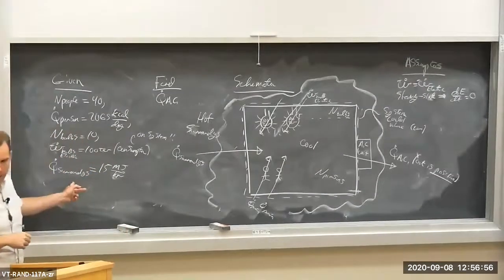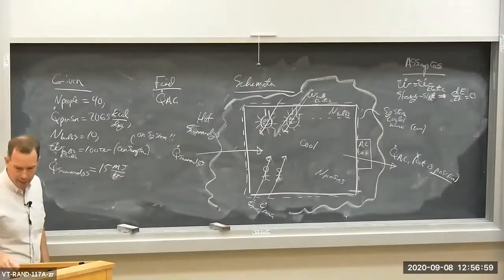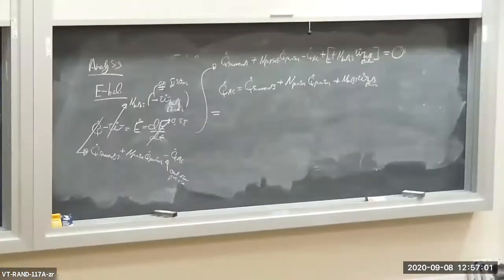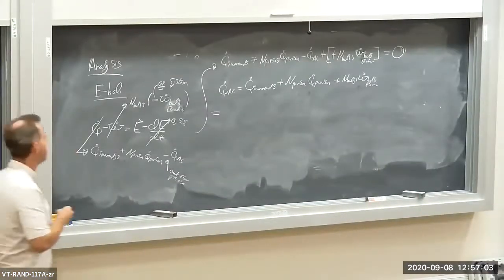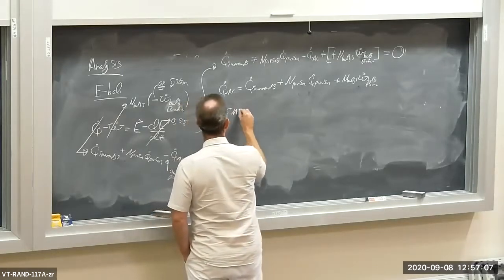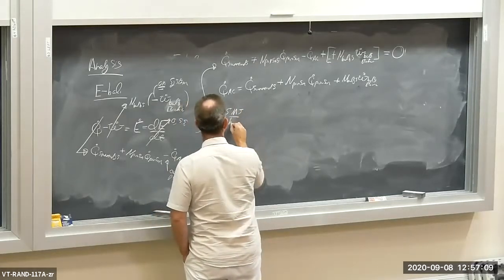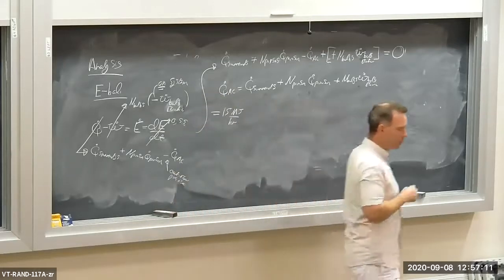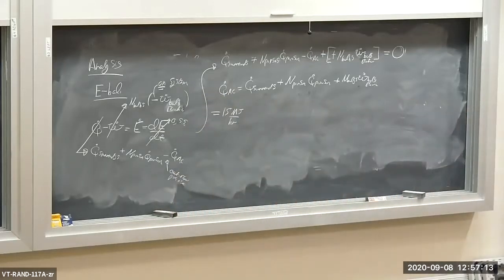Q dot surroundings was 15 megajoules. So let me put that in per hour: 15 megajoules per hour. I think I want to express Q dot AC in kilowatts.